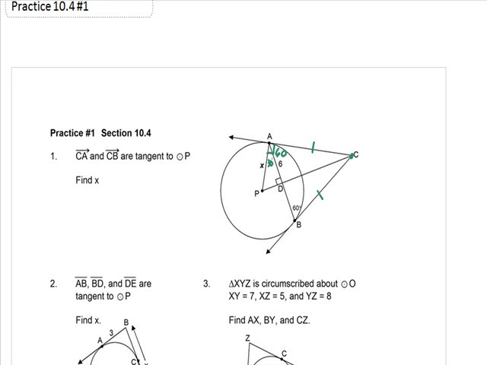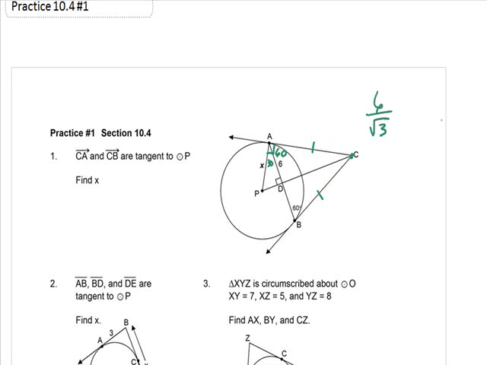So that means that 6 is what side of the 30-60-90? It's the long side. So the short side would be 3, wouldn't it? Well, it would be 6 divided by the root of 3. Yeah. Right?